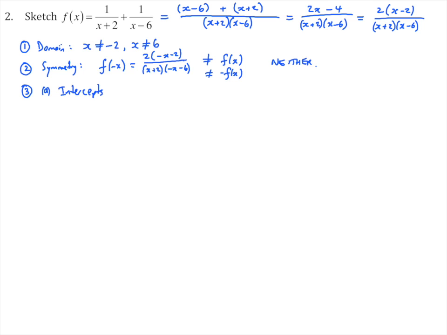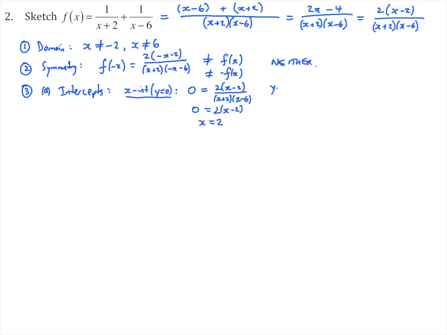Let's go to number 3 and find the intercepts first. So to find the x-intercept, I'm going to let y equal 0. So I'm going to go to this here, let y equal 0, and remember it's y equals all of this. So I get 0 equals 2(x - 2) over (x + 2)(x - 6). Multiply the denominator across to the other side. When you times it to 0, it just becomes 0, which means x equals 2 as my x-intercept.